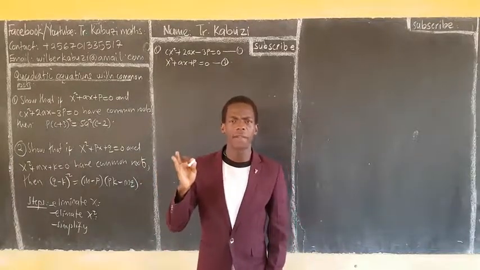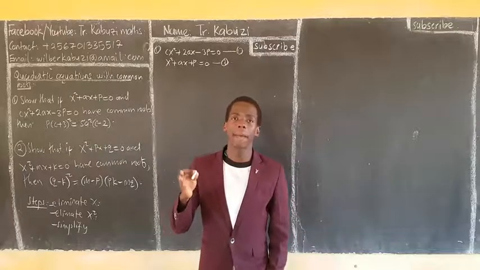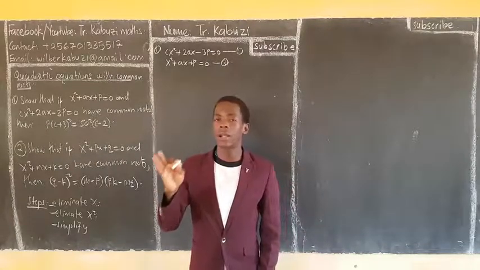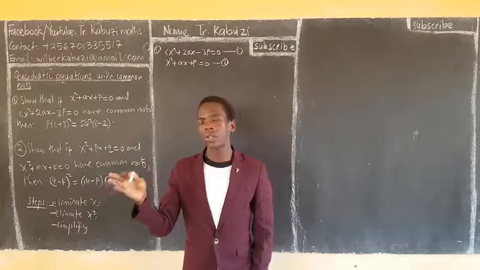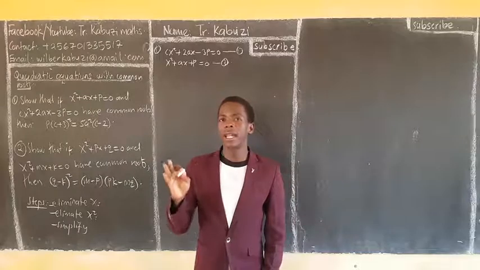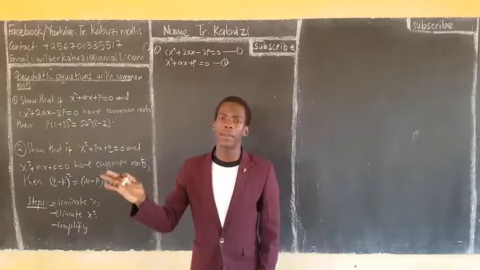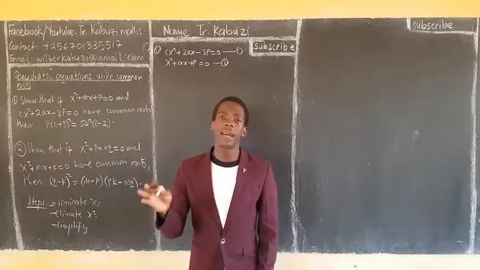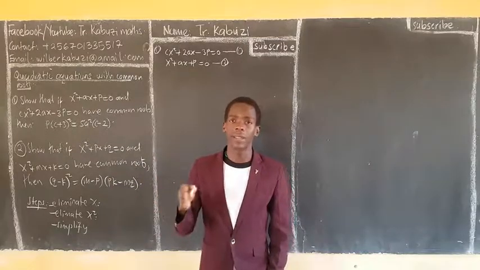Now, what are the steps? If they give you two quadratic equations and tell you that they have common roots, they will ask you to prove a certain condition. The idea is you eliminate x and make x squared the subject. That's step one. Step two, you eliminate x squared and make x the subject. Then after that, you simplify, as we are going to see.